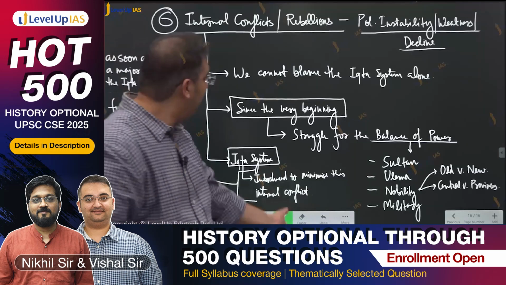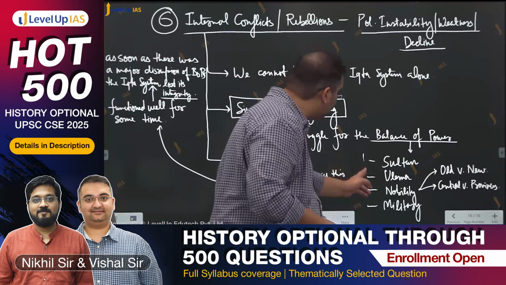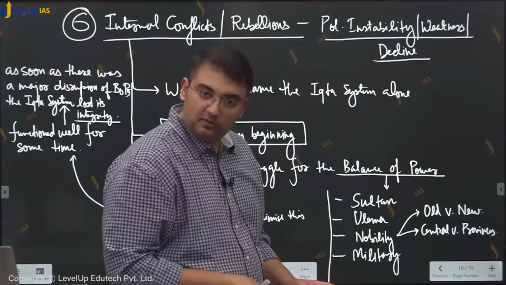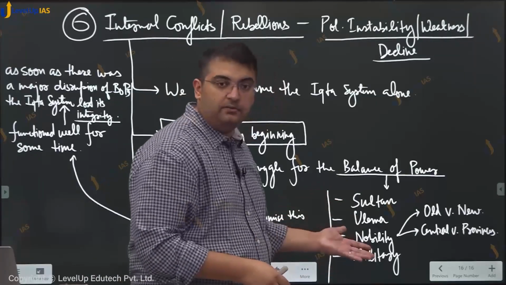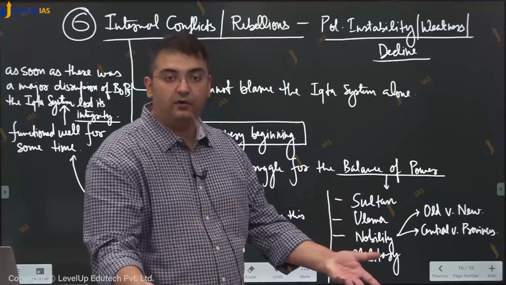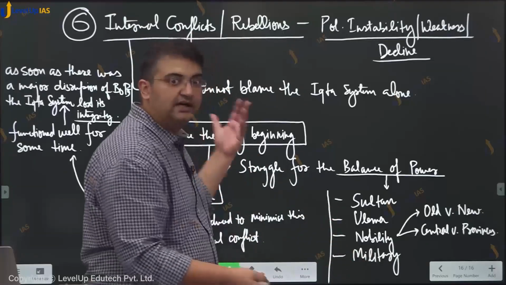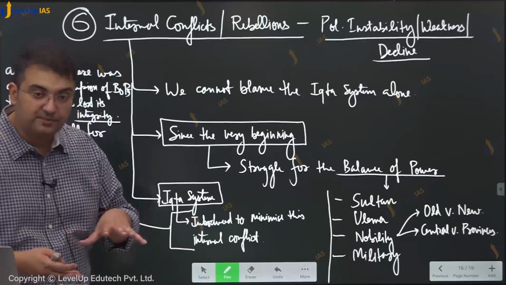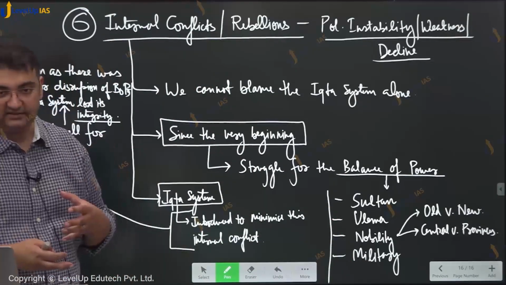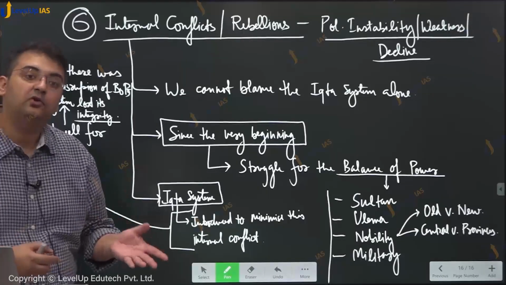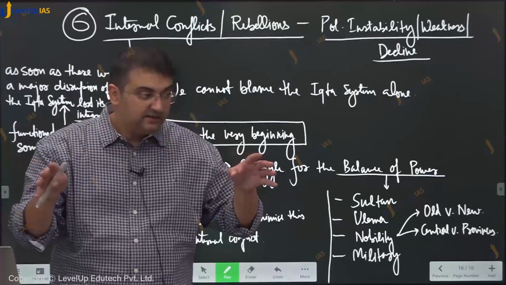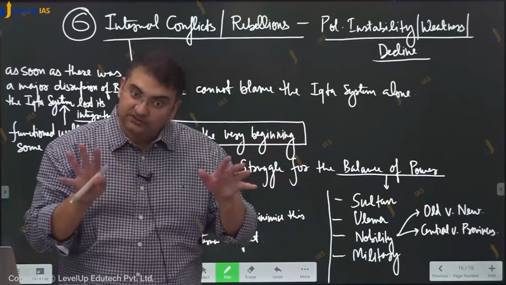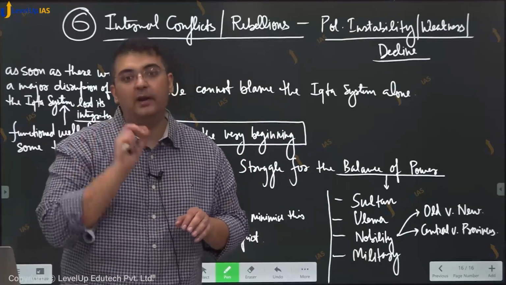So the main purpose of the Iqta system was to maintain this delicate balance of power between these various pillars. Now, if any one of them was to become excessively powerful, then it would destroy the utility of the Iqta system. It would cause a major disruption of the Iqta system, and the Iqta system would lose its integrity.